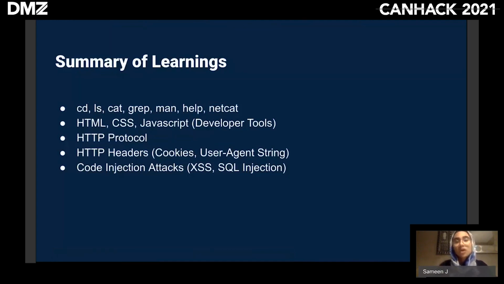Cat is to view the contents of the file. Grep is to search for particular strings in the file. Man is to view the user manual, and help is to get more help for a command. And netcat is a tool to connect to a listening port for a particular web page or an IP address.